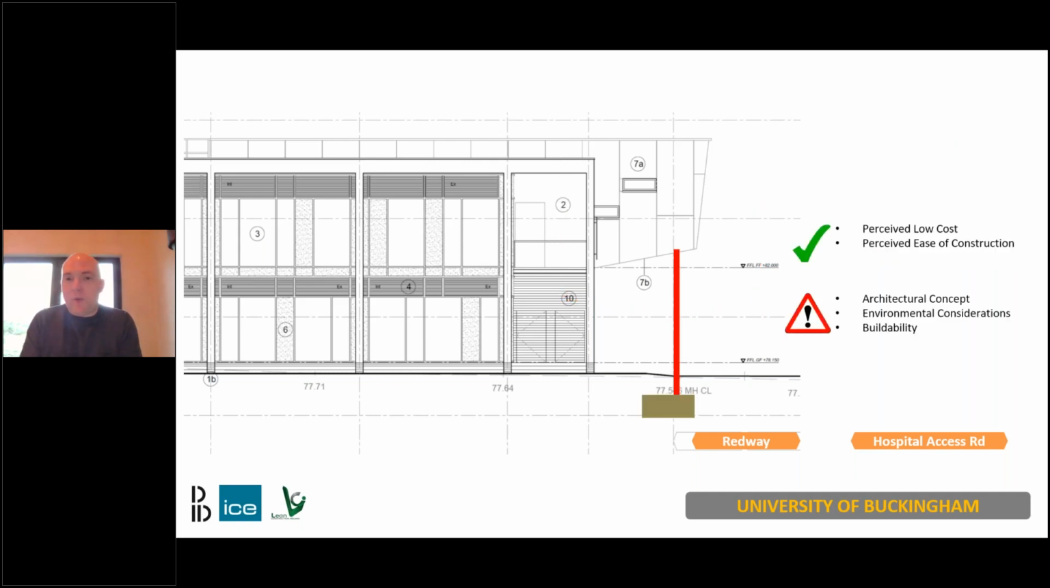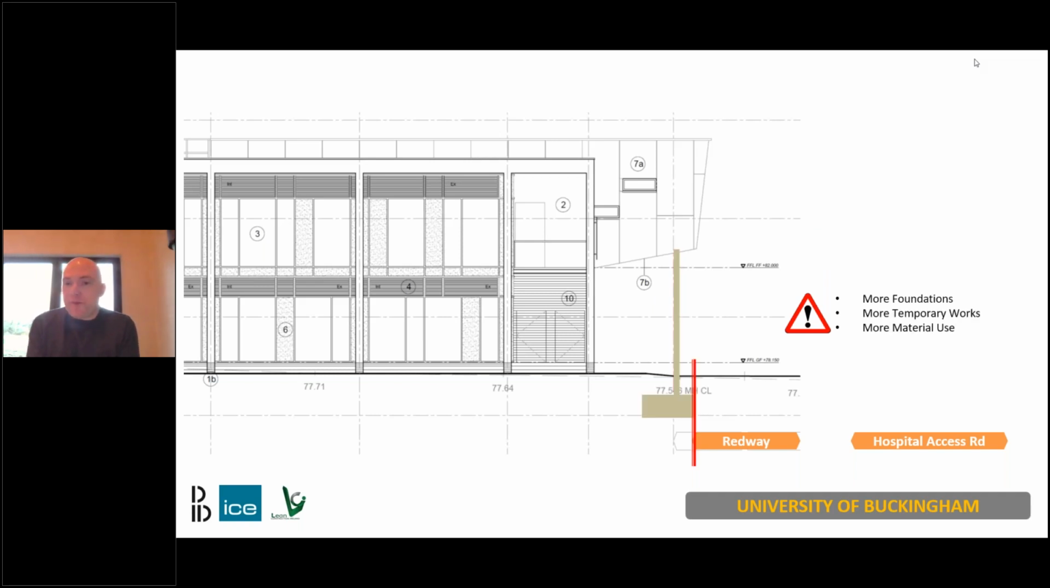So when we looked at how we achieved that, the problem is that when the QS looked at this at first, they said, well, if you're going to do a cantilever, it's going to be perceived as additional cost, additional program, additional complexities. So actually the easiest way to achieve that is to not do a cantilever at all, but put in a row of columns and a row of new foundations there. The problem is that that would actually water down the architectural look of the building. And there were environmental considerations and buildability considerations with doing that as well.